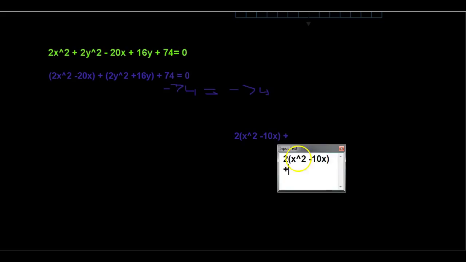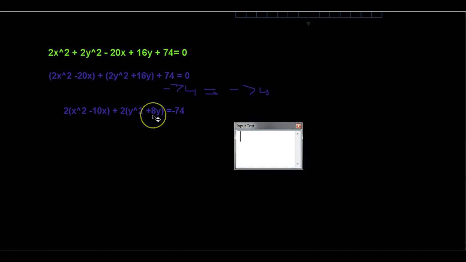Okay, and then I'm going to do the same thing for the y. I'm going to take out that 2, and we're going to get y squared plus 8y equals negative 74. Okay, so now we have that. So let's put that over here so we get our progression of our steps going.